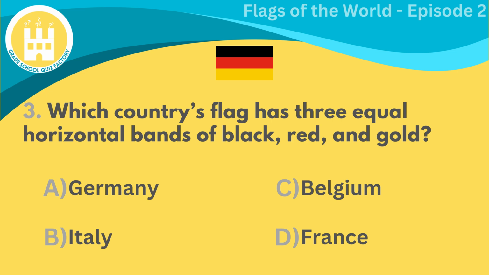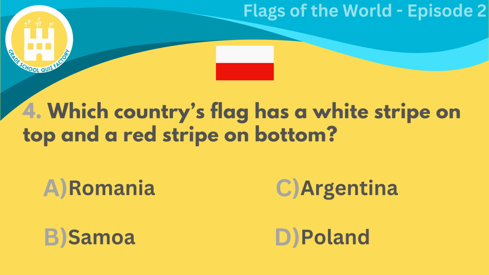Number 3. Which country's flag has 3 equal horizontal bands of black, red, and gold? If you answer letter A, you got it right. It's Germany. Moving on to number 4.